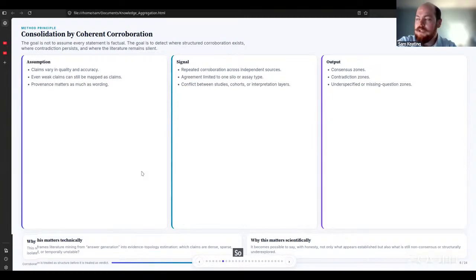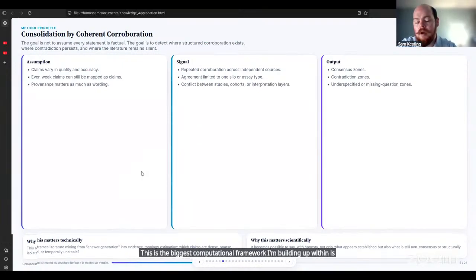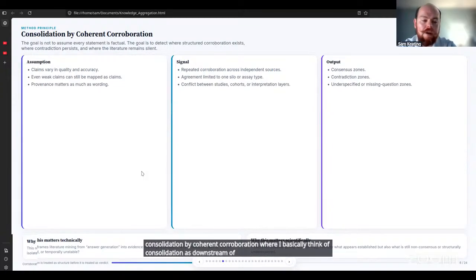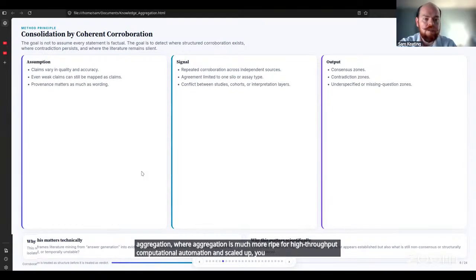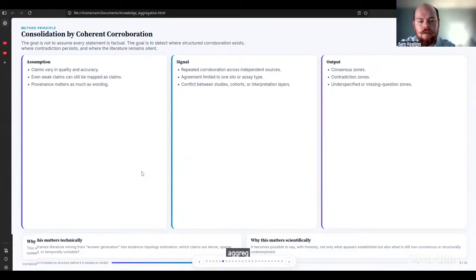So this is the biggest computational framework I'm building up within: consolidation by coherent corroboration, where I basically think of consolidation as downstream of aggregation, where aggregation is much more ripe for high throughput computational automation and scaling up. You can scale up a lot more progress with aggregation through automation, even if it's a totally unattempted problem space. Consolidation requires curation, manual human effort to curate what we can ultimately consolidate. And there's not a whole lot of either of them that's been done in biomedical research. So much remains silent.